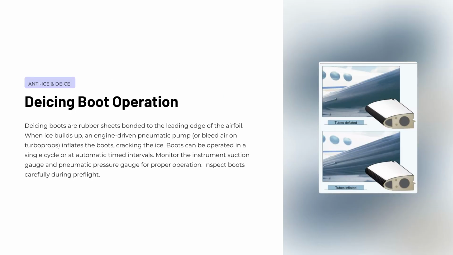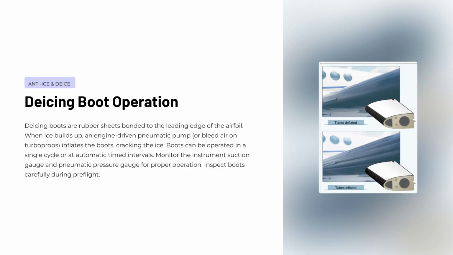De-icing boots are one of the most common ice protection systems you'll encounter on general aviation and regional turboprop aircraft. These rubber sheets are bonded directly to the leading edges of the wings and tail surfaces, and they work by physically breaking ice apart rather than preventing it from forming in the first place. Here's how the system works. As ice accumulates on the leading edge, you allow it to build to a sufficient thickness, typically 1/4 to 1/2 inch, before activating the boots. The engine-driven pneumatic pump, or bleed air on turboprop aircraft, inflates the boots outward, cracking and shedding the accumulated ice.